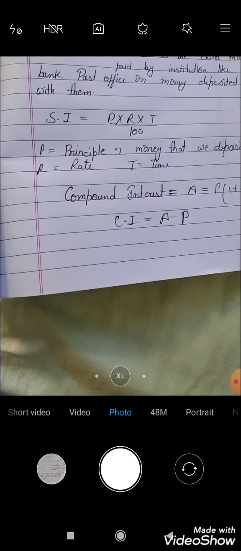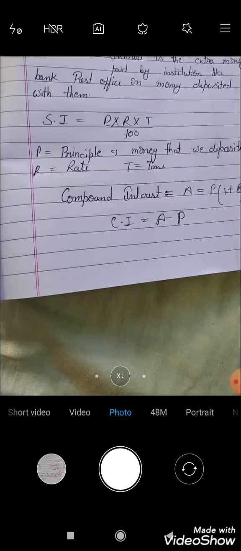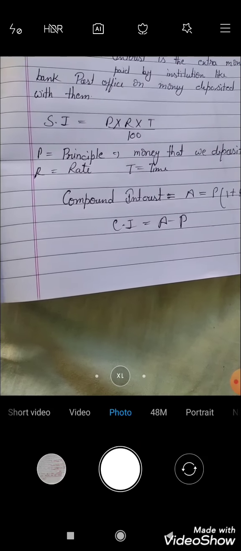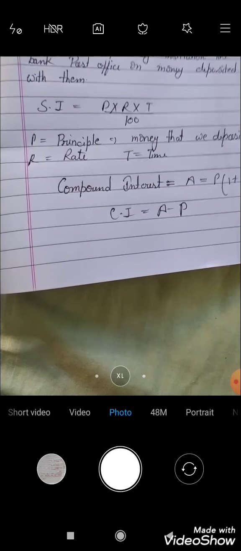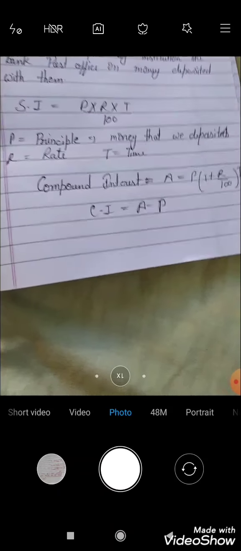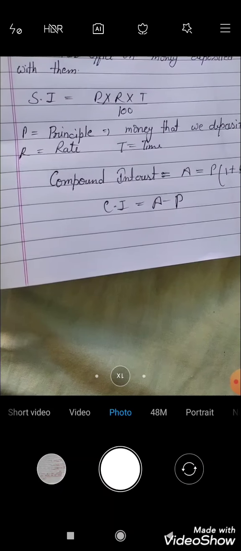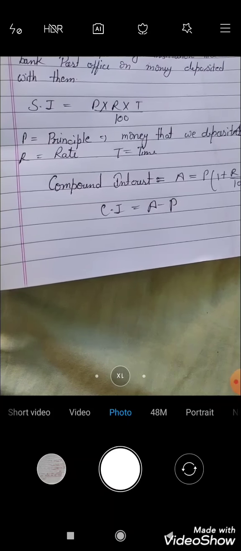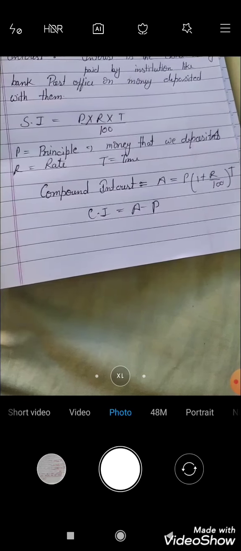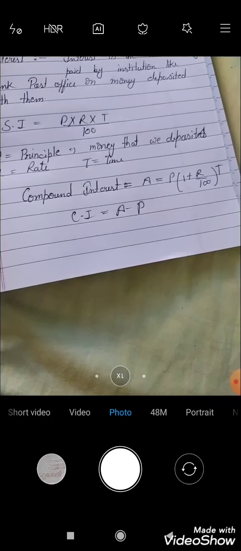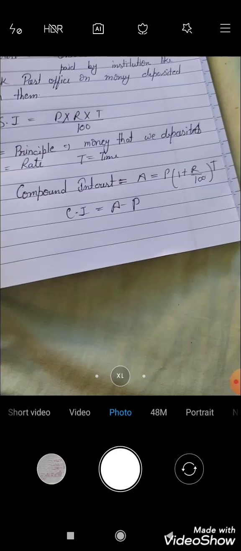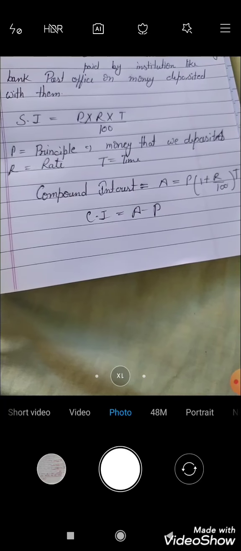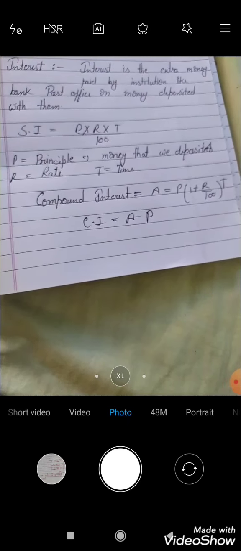The formula of simple interest is P multiplied by R multiplied by T divided by 100, where P is known as principal. It means the money that we deposited. R is the rate and T stands for time. The formula of compound interest is amount is equal to principal times 1 plus rate divided by 100, to the power of time. We can calculate compound interest by subtracting principal from amount.